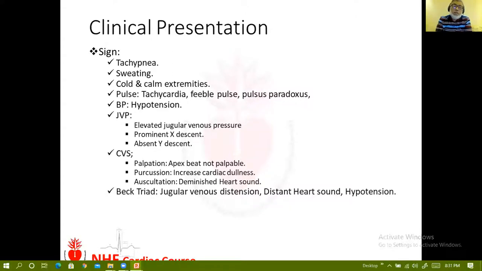There is an important triad in case of pericardial tamponade, this is the Beck's triad. In Beck's triad, that means there is a component of three features: jugular venous distension, distant heart sound, and hypotension. This is what leads to Beck's triad.